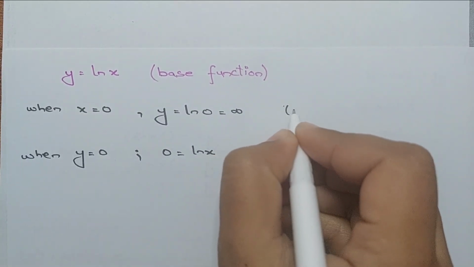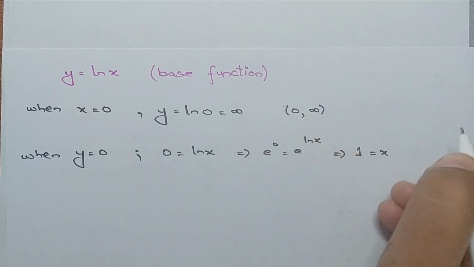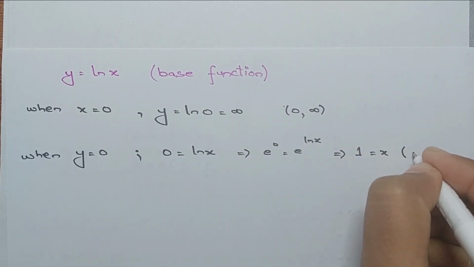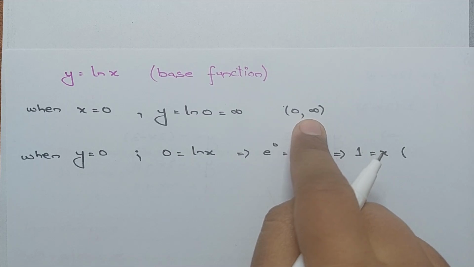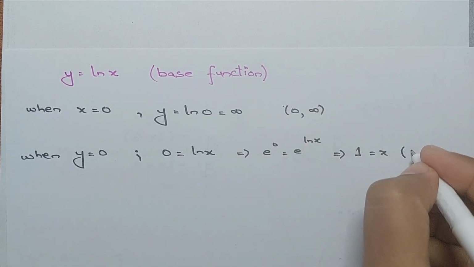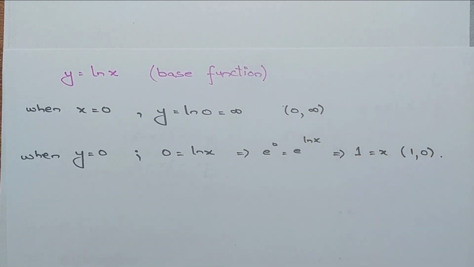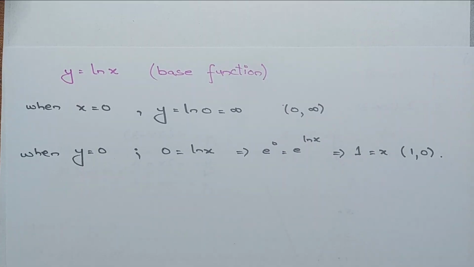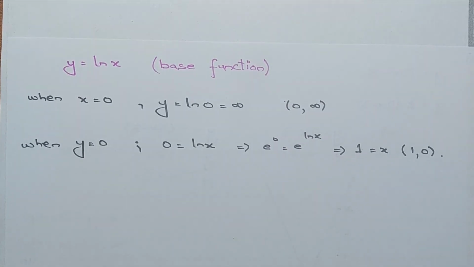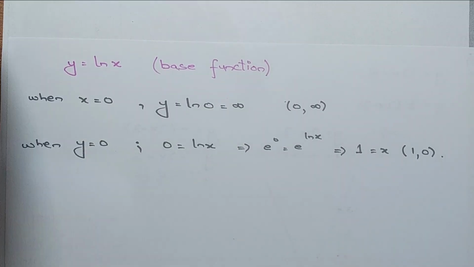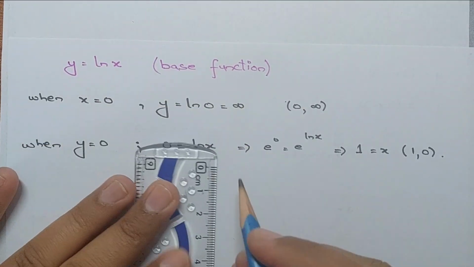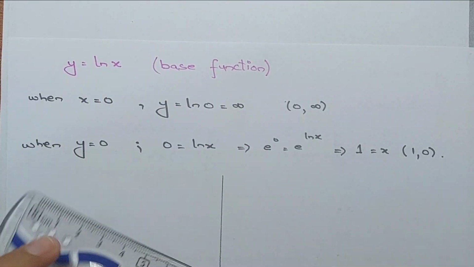So the y-intercept is 0, infinity, sorry, this is the y-intercept, right? And this would be the x-intercept, 1 and 0. All right. Now let me graph this function. Let me draw it first and then I will explain what I'm trying to say.